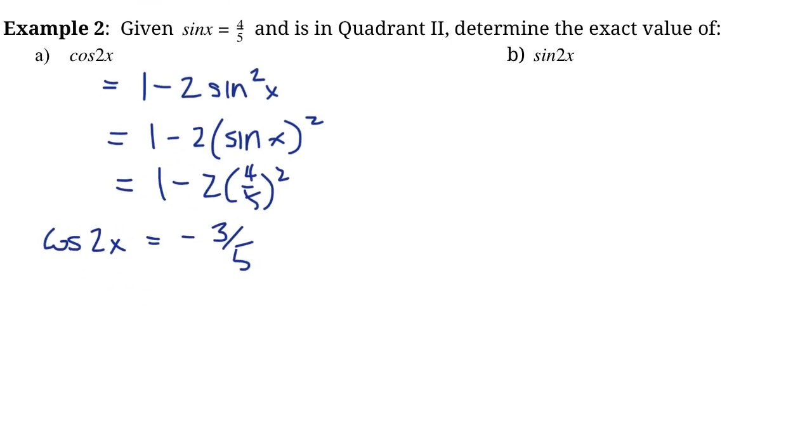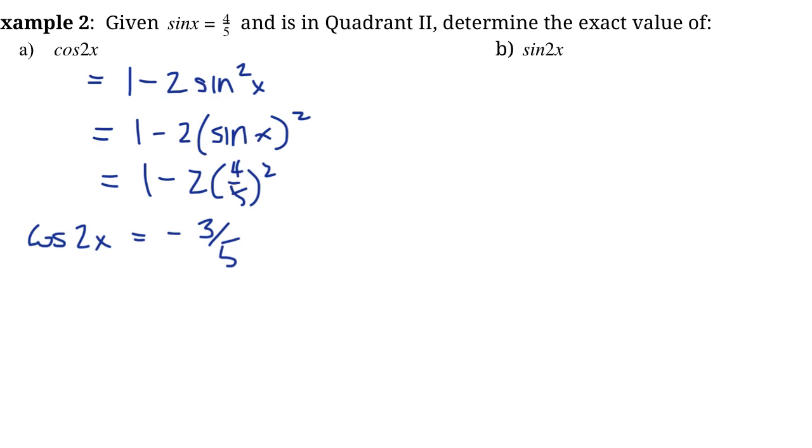Okay, so how are we going to tackle this one? Sine 2x, we only have one identity for that, and that's that sine 2x is equal to 2 sine x cos x. Now, there's a problem with this, because we know what sine x is, right? Sine x is just 4/5, but we don't know what cos x is. So what do you think we're going to do?